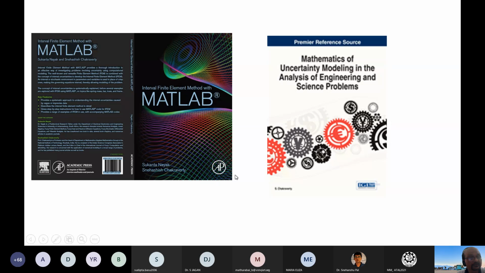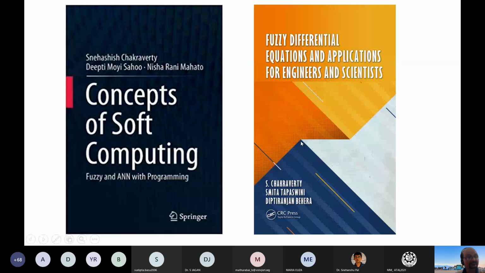And this is another book. You can see uncertainty modeling, different problems. In this book again you can go through concepts of soft computing, fuzzy, and ANN is there, but the fuzzy part I am presenting. Then this book is again important, by CRC Press, that is fuzzy differential equations and applications. Here you can get all those details, whatever I presented, how to solve those.